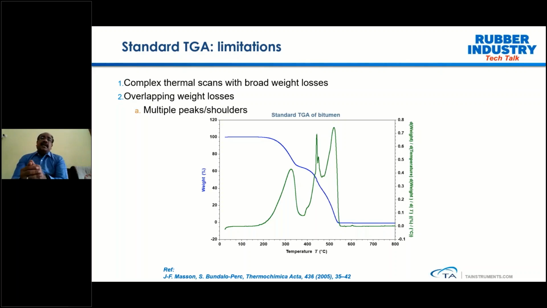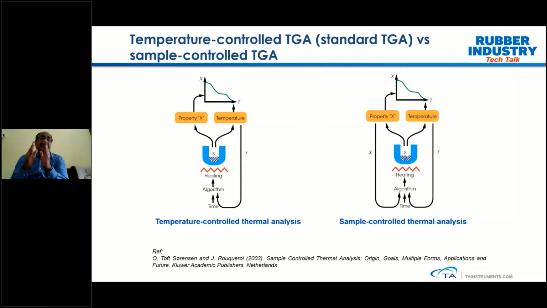So here comes the advanced mode called IRS TGA, which is basically a sample control TGA. One should understand the difference between a temperature control TGA and a sample control TGA. In sample control TGA, we are regulating the heating rate based on the decomposition nature of your sample. If you look at the left-hand side, here we define the heating rate. So irrespective of sample decomposition or weight changes, the TGA is going to ramp up the temperature at the predefined heating rate.